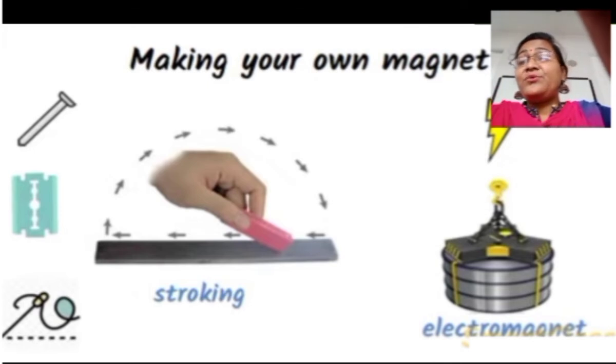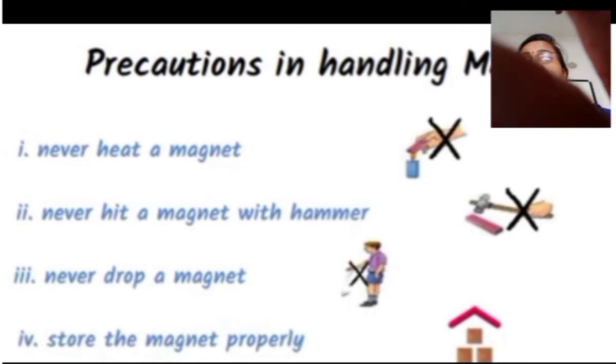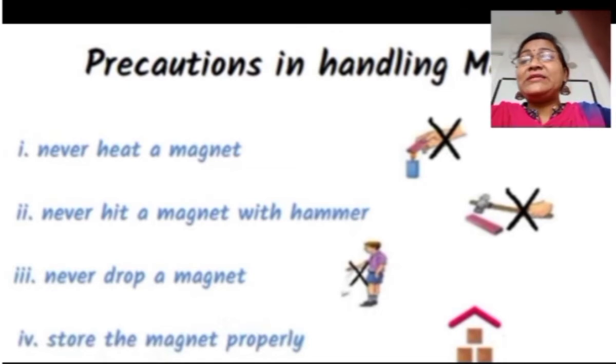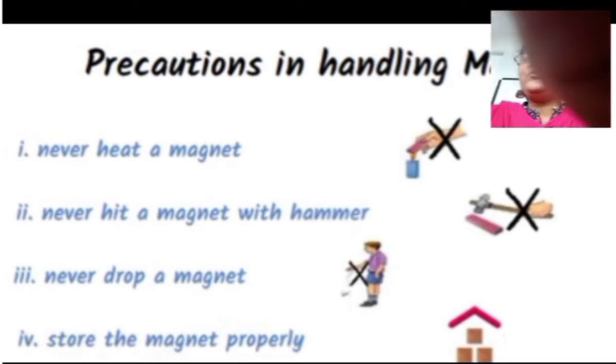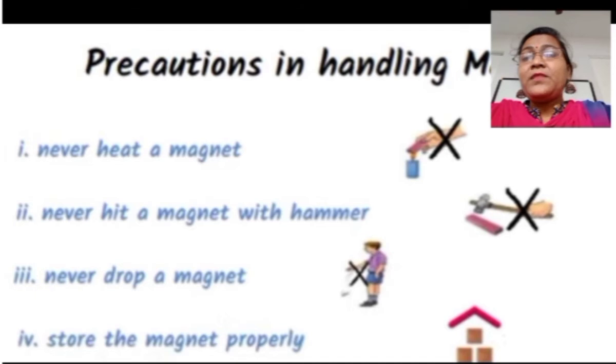Now next, children, we will revise the precautions in handling magnets. As I told you, magnets lose their magnetic property, or property of magnetism, if they are heated strongly, hit by a hammer, or dropped from a height. Hence, the following precautions need to be taken to protect magnets from damage and to retain their magnetic properties.